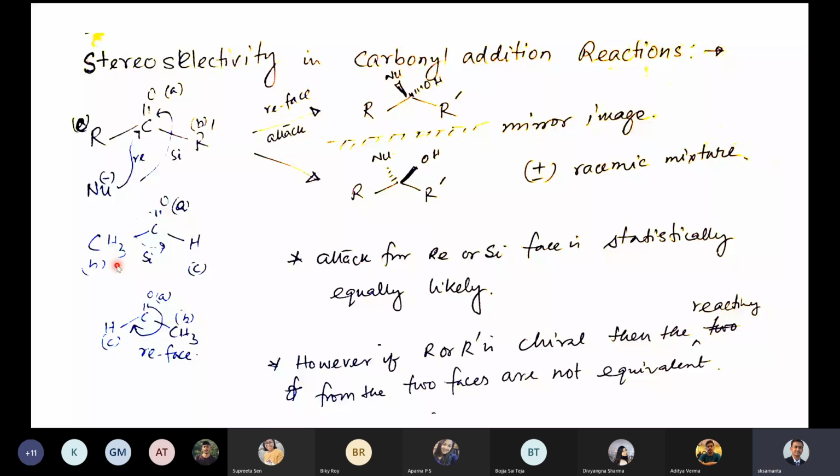So let's say we take this acetaldehyde molecule. Here then you have three different groups. Now you know the priority sequence rule. Considering the priority sequence rule, of course your oxygen will get the highest priority. That is why it is labeled as A. Then the carbon comes here. It is the second priority, considered as B, and this hydrogen is considered as C. Then you see which way it is rotating. So A to B to C. This is anti-clockwise, and that is why it is called Si face.